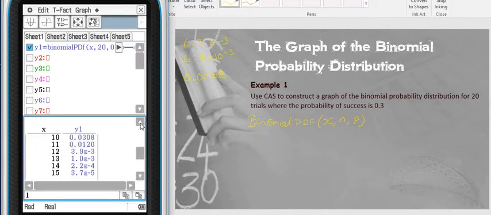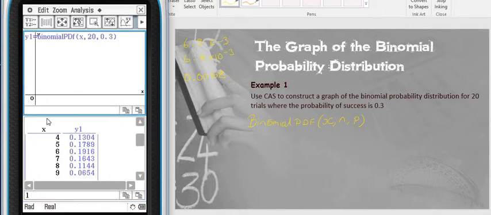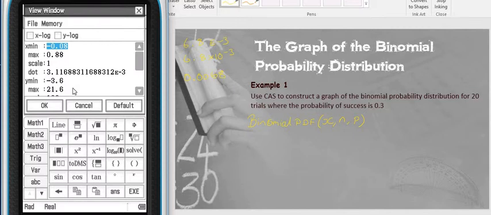We then want to actually graph this. So to graph it, we're going to click on our graph menu here. We do need to think really carefully about our scale. So in terms of our scale, our x values, we're going to be starting at 0 and going to 20, because that was our range of n, our number of trials.